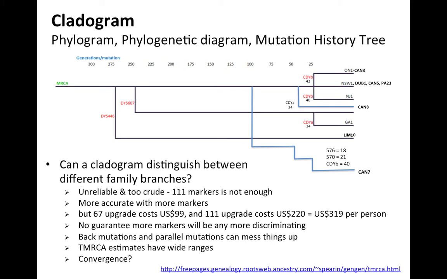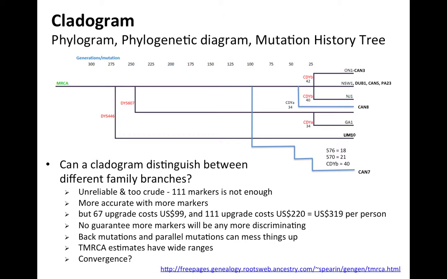There's also a big problem that we have with back mutations and parallel mutations, because these can really mess things up. And so for that reason, time to most recent common ancestor estimates have wide ranges and can be misleading, because one person may mutate forwards, say from a value of 16 to 17, 400 years ago, and then 100 years ago one of the descendants might back mutate from 17 to 16.